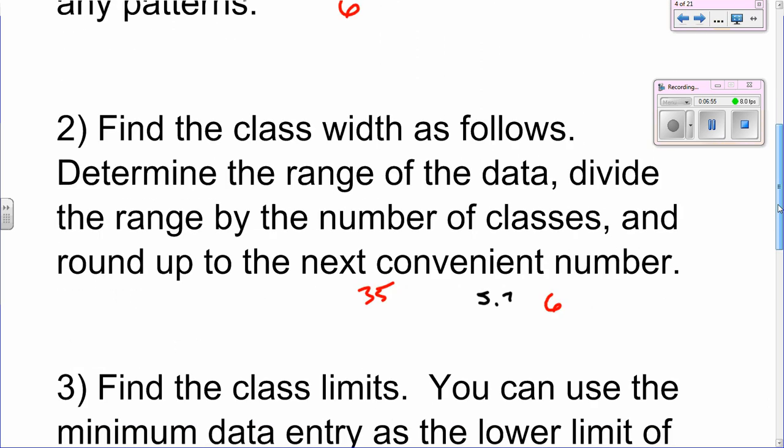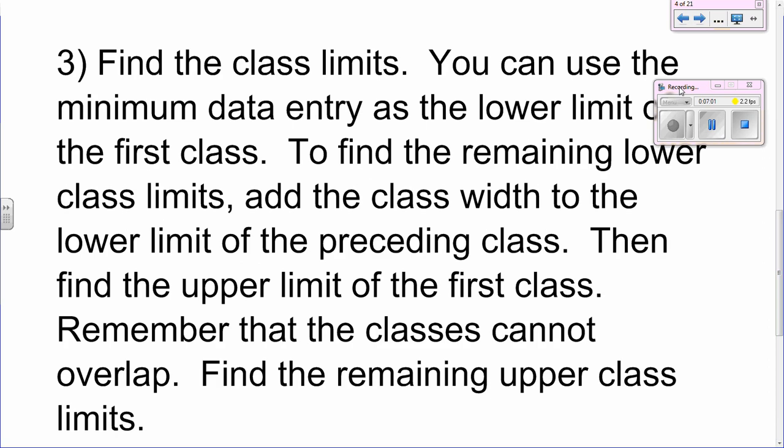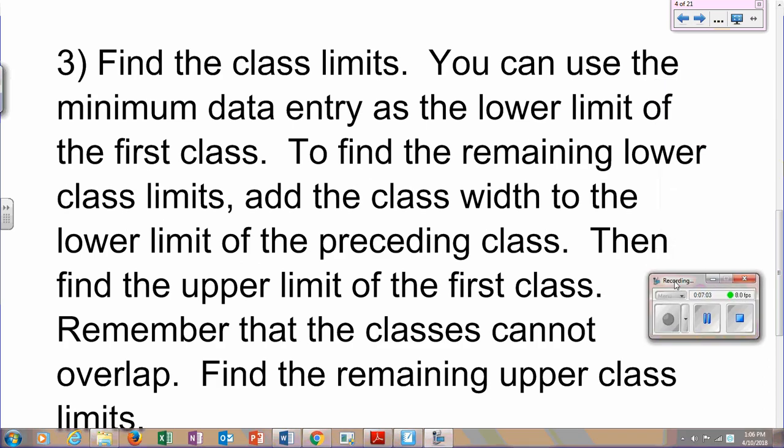Then you find the class limits. So you can use the minimum data entry as the lower limit of the first class. So the smallest number that's in your data, you're going to use that as the lower limit of the first class. Then define the remaining lower class limits: add the class width to the lower limit of the preceding class. Then that will give you your lower limit of the new class.